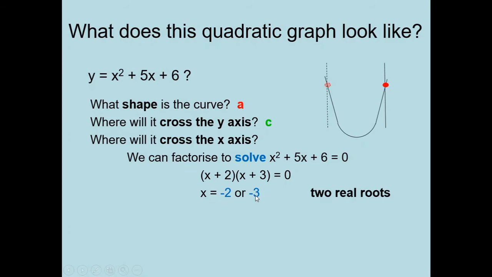So now I know how to draw my x-axis in here. This curve here is going to cross the x-axis in two places, and they're both negative numbers, which means my y-axis should come after that. So this is my y-axis. That's 6. That's -2, and that's -3.